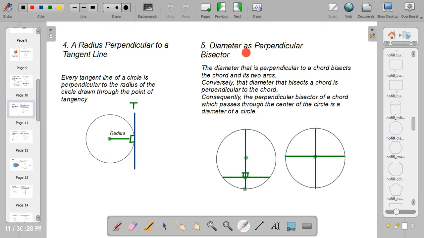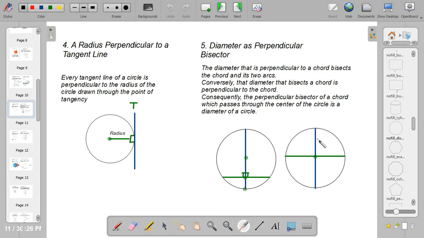Number 5, diameter as perpendicular bisector. The diameter that is perpendicular to a chord bisects the chord and its two arcs. When you say bisects, it makes the chord into two equal lengths, and so with the arcs. The diameter that bisects a chord is perpendicular to the chord. And consequently, the perpendicular bisector of a chord which passes through the center of the circle is also the diameter of the circle.